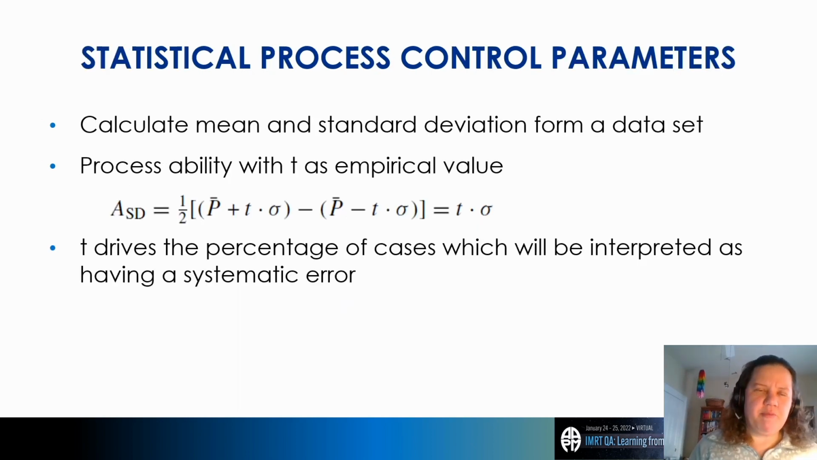So there's only a couple of process control parameters that you actually need. You need a basic initial data set where you can calculate the mean and standard deviation. And then you can define the process ability as a function of that mean, p bar, times the standard deviation, and then you can set a parameter t with an empirical value. And t drives the percentage of cases that will flag as having a systematic error. So you don't want that too small, obviously, because you have these tails of the random error distribution that could flag as systematic. And you don't want it too loose, because then you never ever pick up a systematic error.